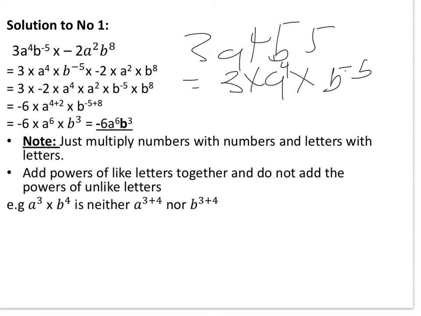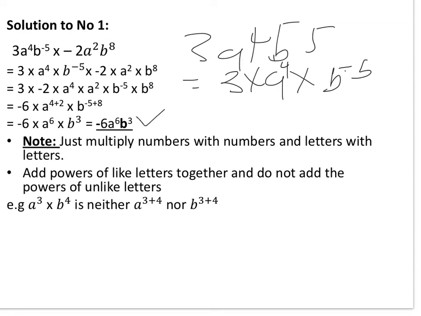A raised to the power 4 times a raised to the power 2 is equal to a raised to the power 4 plus 2. Remember the law of multiplication. And then b raised to the power minus 5 times b raised to the power 8 is equal to b raised to the power minus 5 plus 8. So when you multiply through, you have minus 6 times a raised to the power 6 times b raised to the power 3. You know that minus 5 plus 8 is 3. So we have your final answer to be minus 6a raised to the power 6, b raised to the power 3.